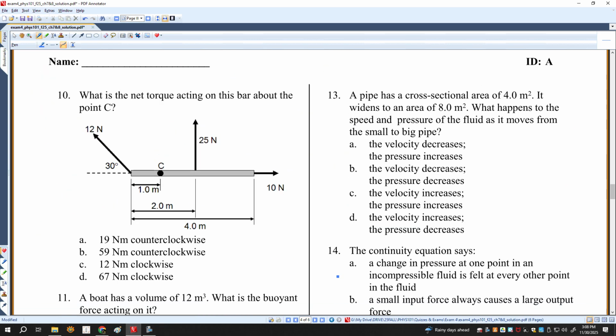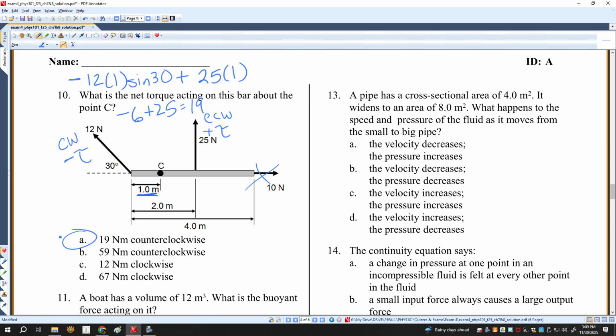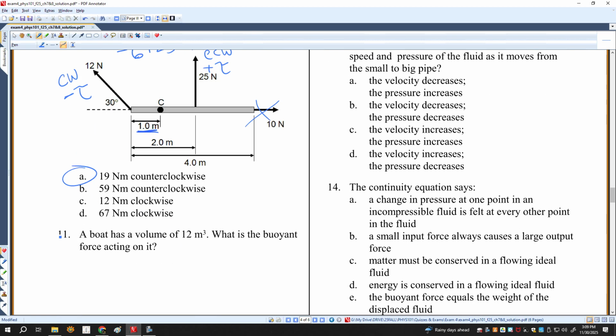What is the net torque here? Recognize that this doesn't provide any torque. This provides a clockwise or negative torque, and this provides a counterclockwise or positive torque. And so the net torque would be 12 times this distance, which is 1 times sine of 30, negative, plus 25 times 1. So that's negative 6 plus 25, which is 19. So it's 19 Newton meters, and since it came out positive, it is counterclockwise.